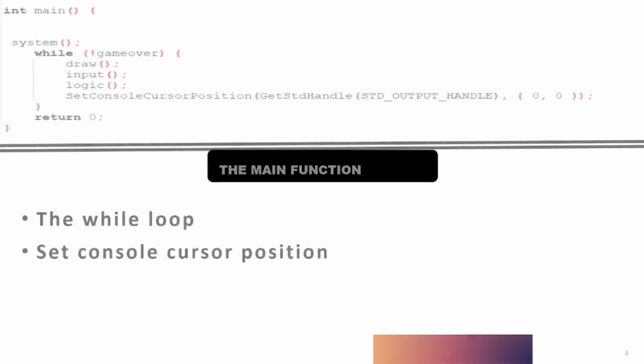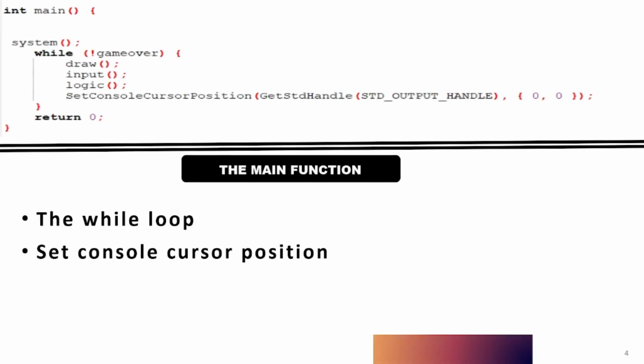Coming towards the main function, as we can see, our main function contains a while loop. This while loop will run until game over is true. As soon as game over is true, the while loop will terminate, and the code will end.